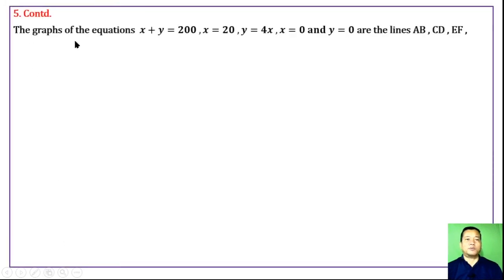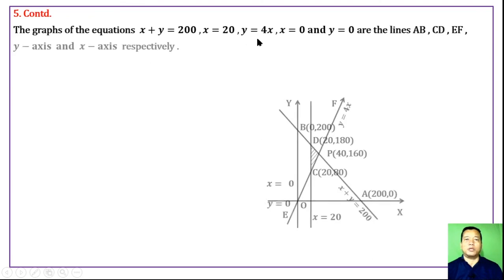Continue. The graphs of the equations X plus Y equal to 200, X equal to 20, Y equal to 4X, X equal to 0, and Y equal to 0 are the lines AB, CD, EF, the Y axis and the X axis respectively.